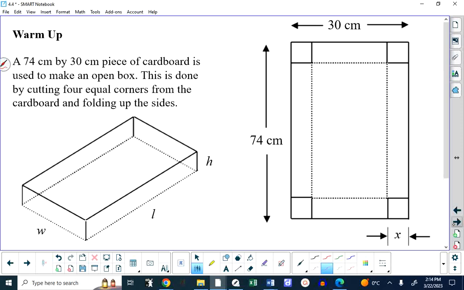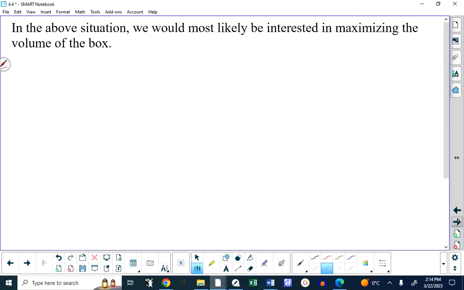You remember that from Math 30? And if you're in 30-1 right now, we did that already, yeah. So this box is going to have dimensions that are determined by the fact that the paper is 74 by 30 to begin with, and we're cutting out x. So here's the problem.